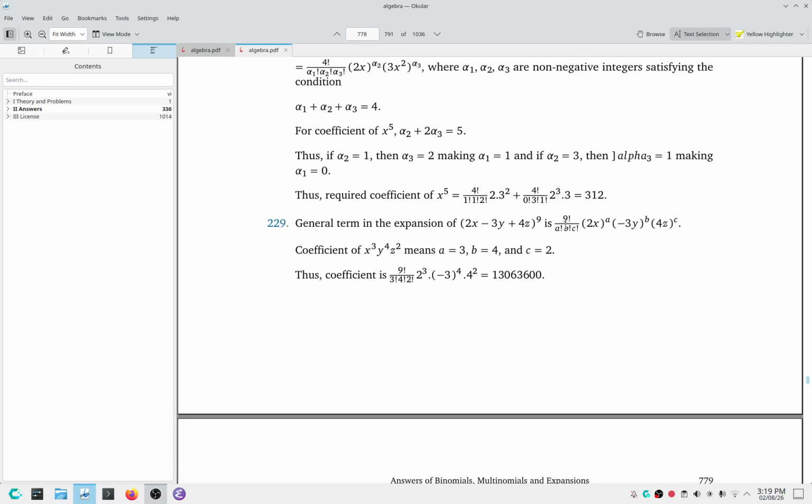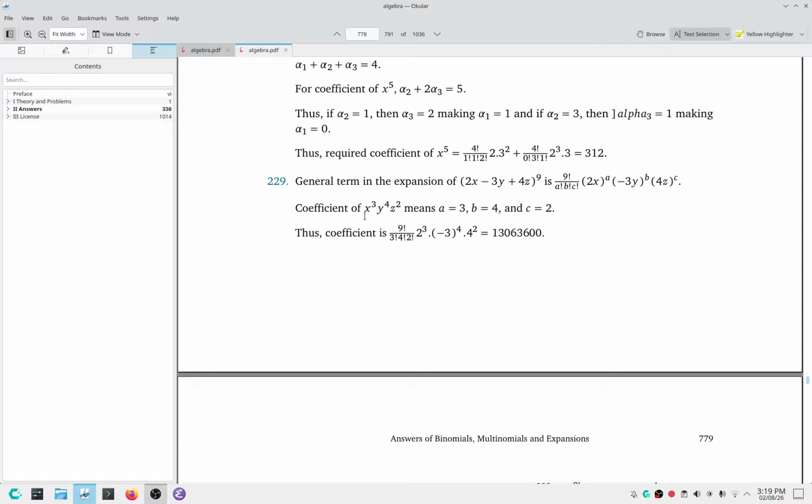So similarly, the general term will be 9 factorial upon a factorial, b factorial, c factorial times 2x to the power a, minus 3y to the power b, 4z to the power c. So coefficient of x to the power 3, y to the power 4, z to the power 2 means a is equal to 3, b is equal to 4, c is equal to 2. We substitute that and we arrive at the answer.